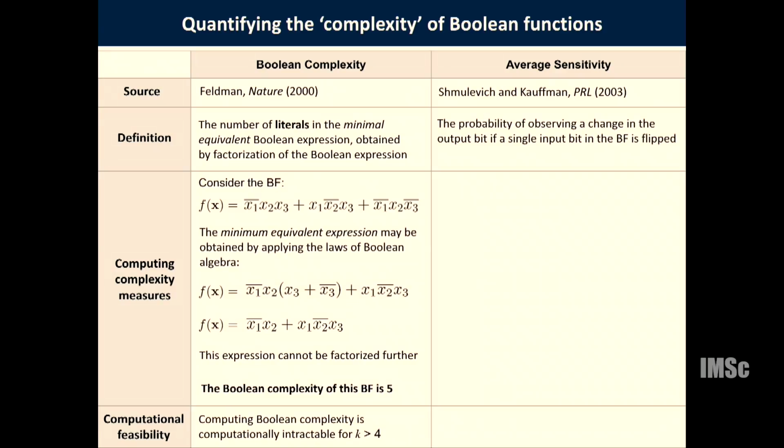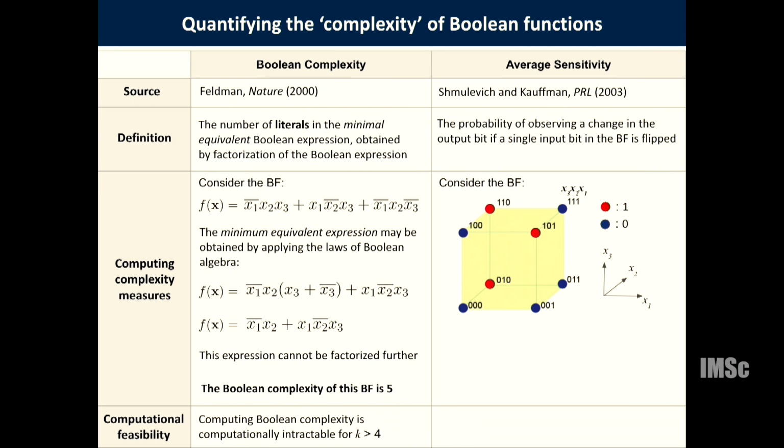The second measure of complexity that we use in our work is known as average sensitivity. And sensitivity itself as a measure has attracted a lot of attention with respect to Boolean functions in the computer science literature. And average sensitivity had been used in the perspective of robustness to perturbations in the literature on Boolean modeling of gene regulatory networks already. So basically, the average sensitivity captures the probability of observing a change in the output bit if a single input bit in the Boolean function is flipped. So how do we compute the average sensitivity?